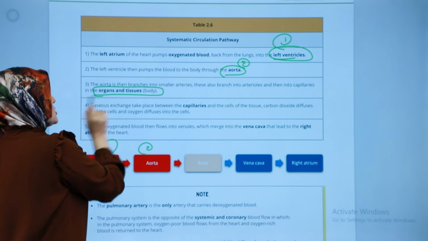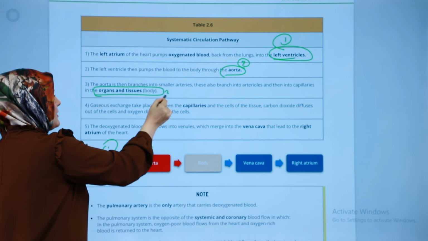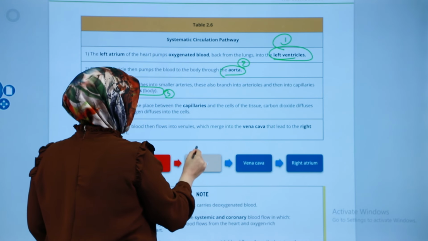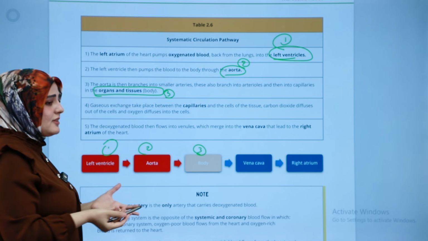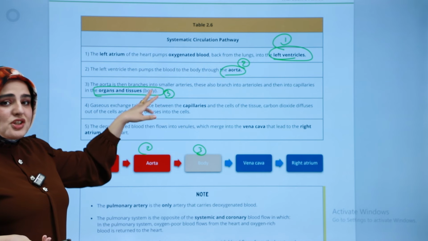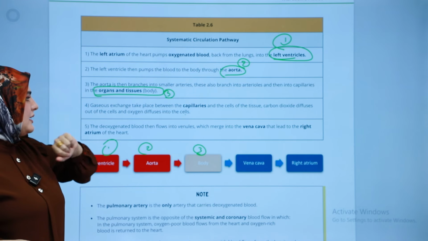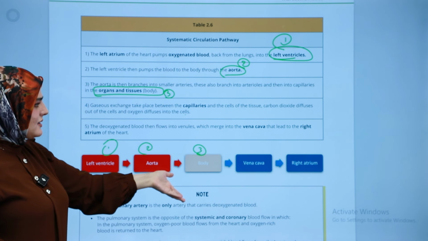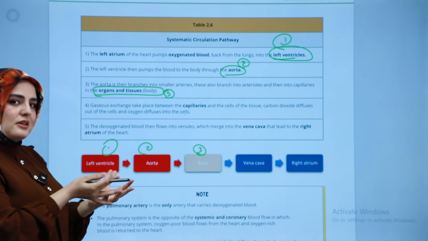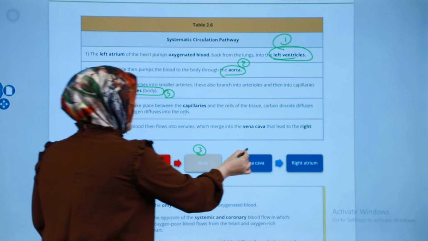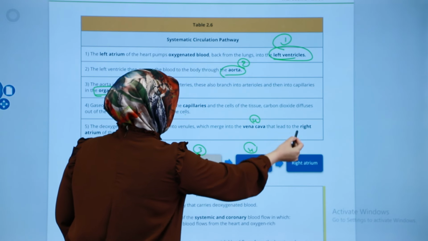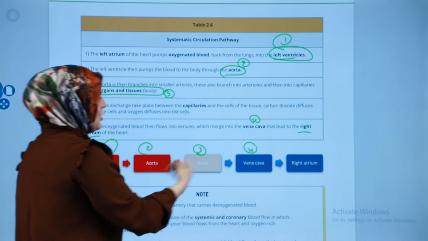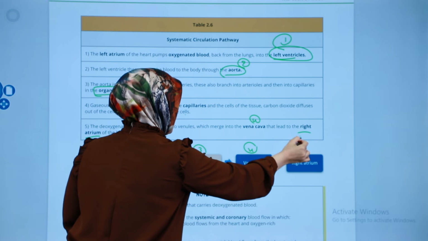All the organs and tissues in the body, okay? That's third. It's going to the body. And then once they use everything, by the way, the exchange happens by capillaries, that's why this point is added. But then once everything is used, now we have to send it back to the heart again. Vena cava is going to take this upon itself. And then it's going to take it back to the right atrium, and the whole system starts off again.